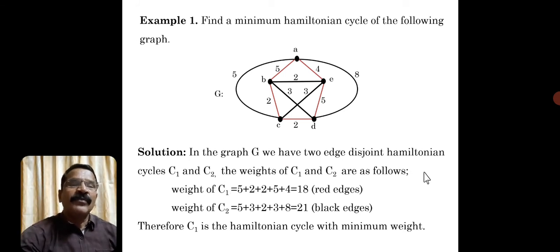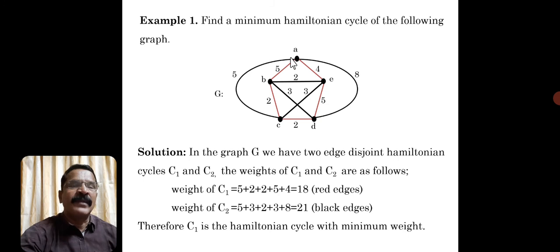First, we have to find the weights of C1 and C2. So we are trying to find the weights of these two Hamiltonian cycles. The weight of the cycle C1, which we have considered with the red lines: here it is 5. Next, we are reaching like this, 2. Next, we reach the other vertex D, and the weight is 2 again. Again it will be 5. Then it will be 4. If you add, you are getting 18. So the weight of this cycle is 18 with the red lines.